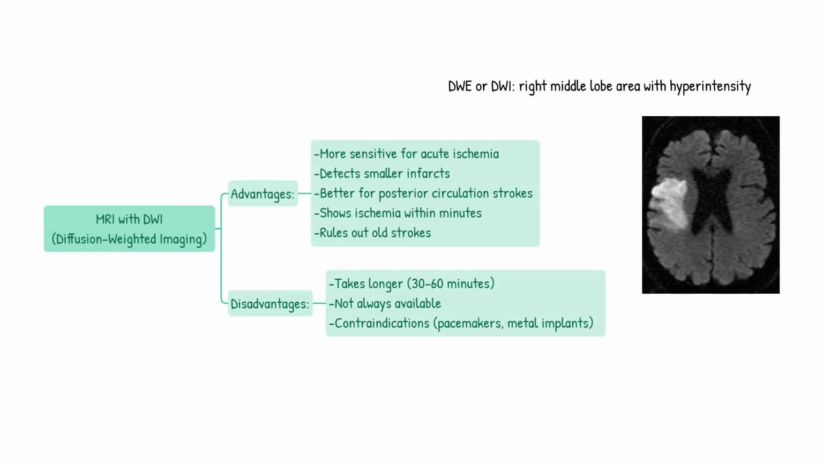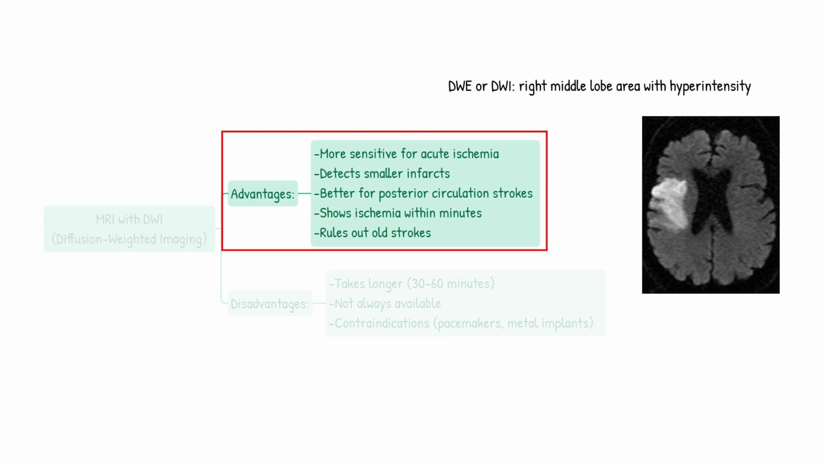MRI with diffusion-weighted imaging is more sensitive than CT for acute ischemia. As shown in this image, MRI can detect ischemia within minutes of onset. It's better for detecting small infarcts and is especially useful for posterior circulation strokes. It can also distinguish new strokes from old ones.